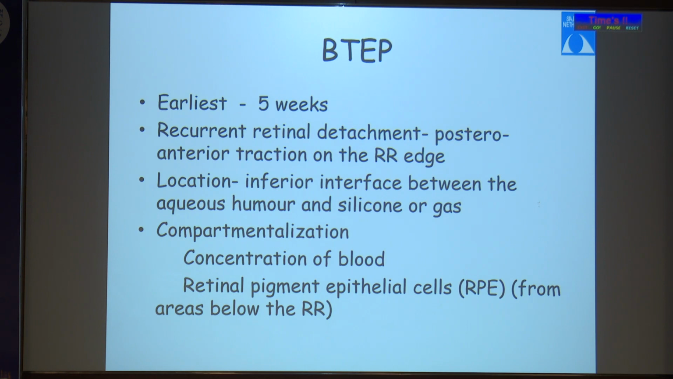How early do these BTEPs occur? As early as 5 weeks. And then what is the cause? It's post-anterior traction, and the location, inferior interface between the aqueous humor and the silicone oil or the gas. So you may be wondering, why am I telling aqueous humor in the posterior chamber? Once you remove the vitreous, there is no vitreous over there. It's all the aqueous which fills in. So what is the reason? Compartmentalization, the concentration of blood, the RPE from the areas below the RR is the cause for this.